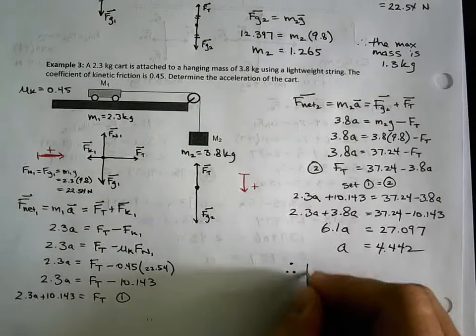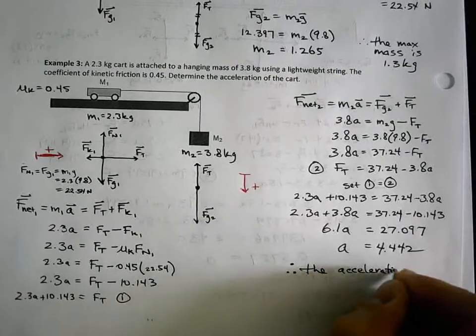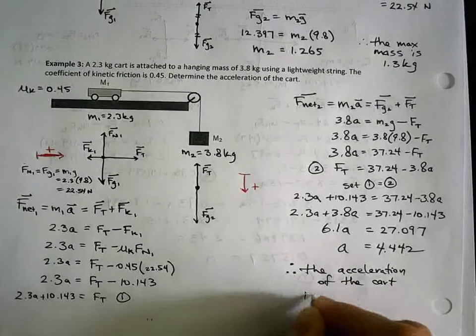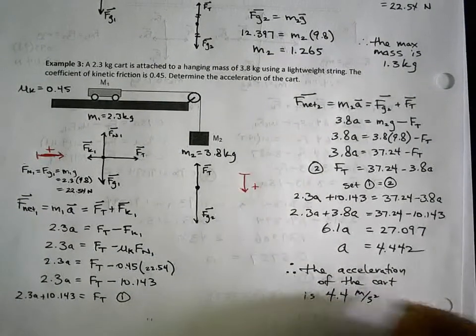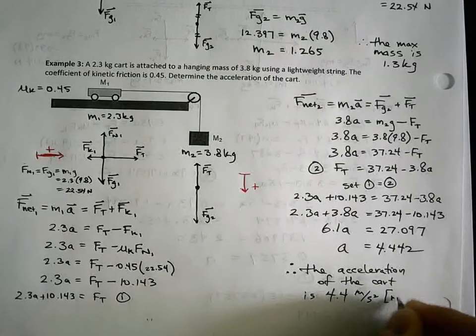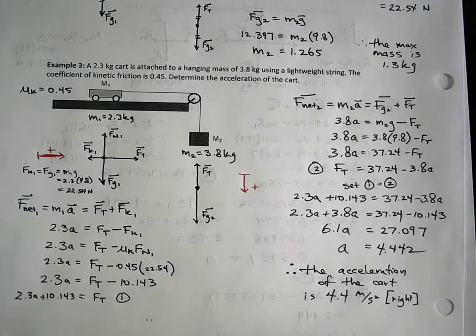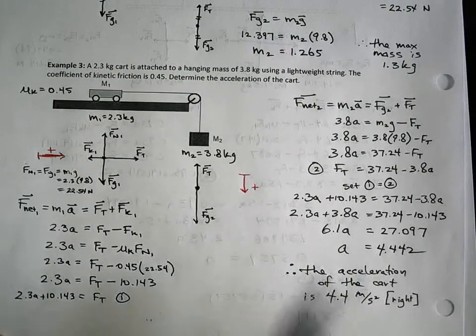Therefore, the acceleration of the cart is 4.4 meters per second squared to the right. And it's not asking for it in the question, but we know that the acceleration of the mass is also 4.4 meters per second squared, but it would be down in this case.